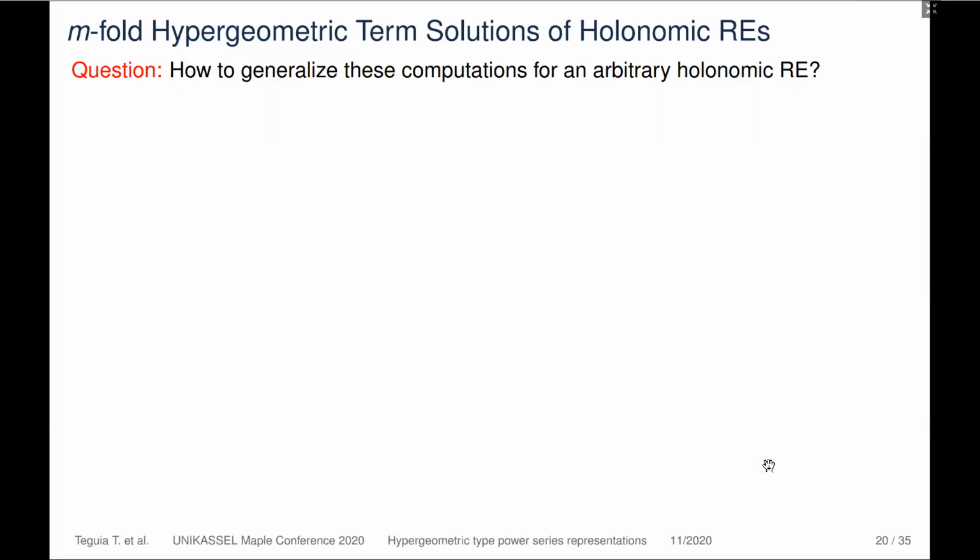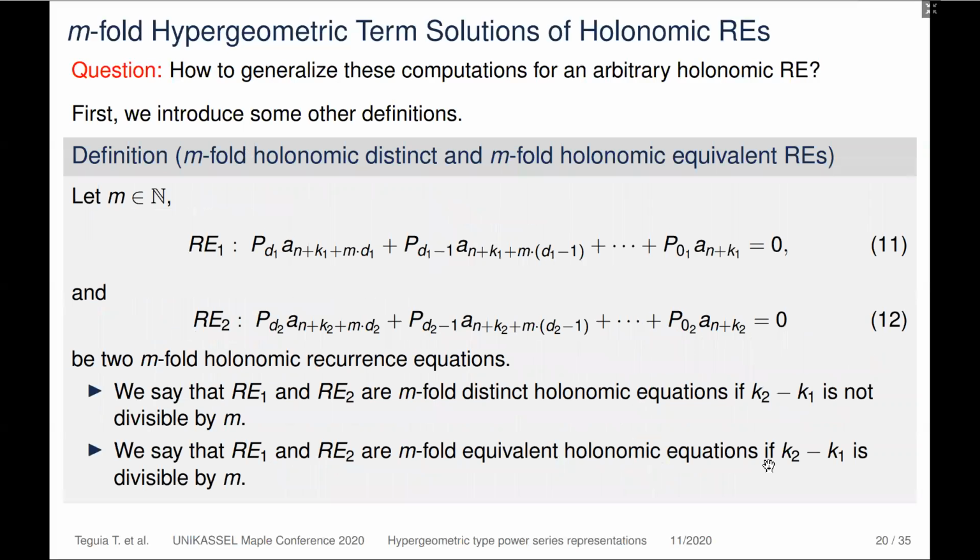Now, how do we generalize this for an arbitrary holonomic recurrence equation? For that purpose, we introduce two more definitions: m-fold holonomic distinct and m-fold holonomic equivalent recurrence equations. Two m-fold holonomic equations are said to be m-fold equivalent if any index taken from one recurrence equation and another taken from the other recurrence equation have a difference that is a multiple of m. And m-fold distinct is the opposite of that definition.